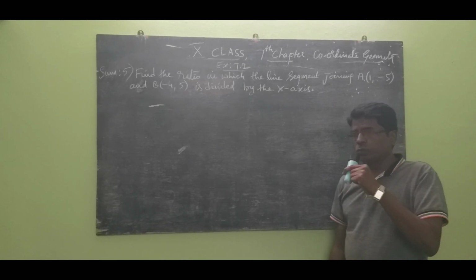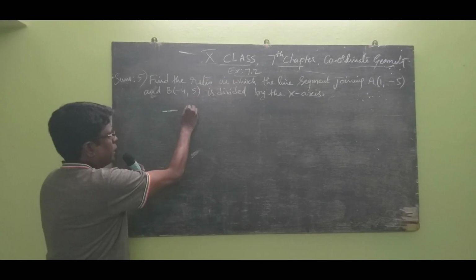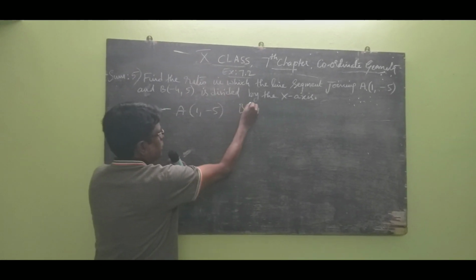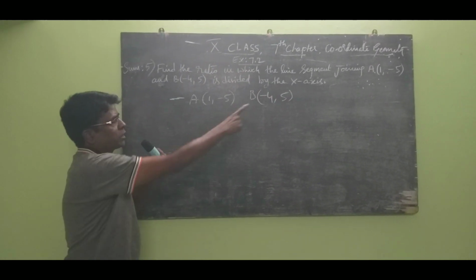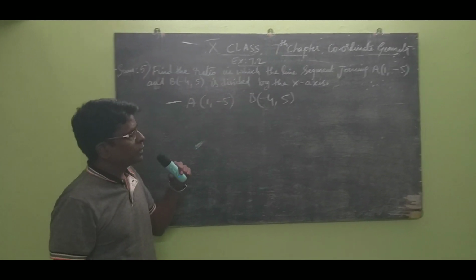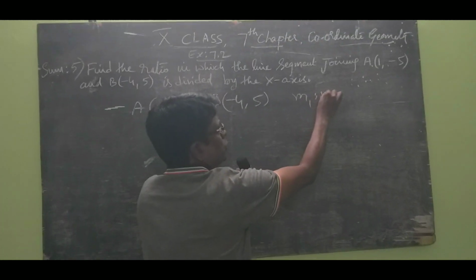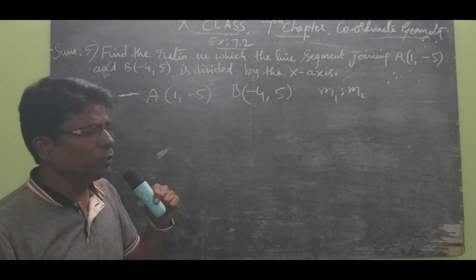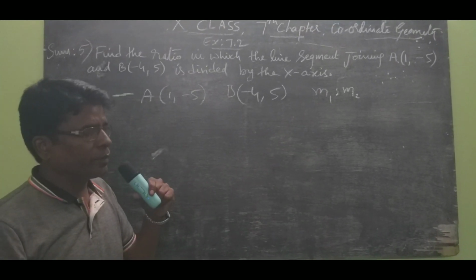Take the two points which are given in the question: A(1, -5) and B(-4, 5). These two are given in the question, (1, -5) and (-4, 5). And take the ratio as m1 is to m2. We have to find the m1 value and the m2 value, so we will take the ratio as m1 is to m2.